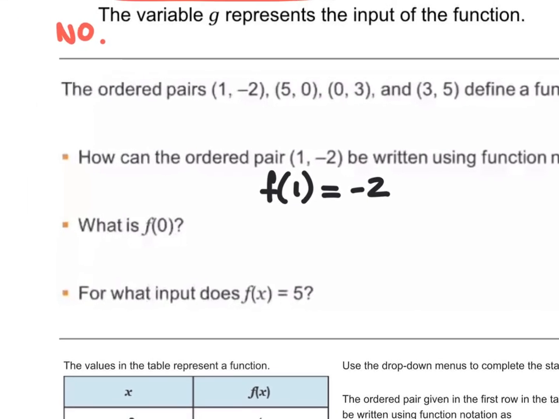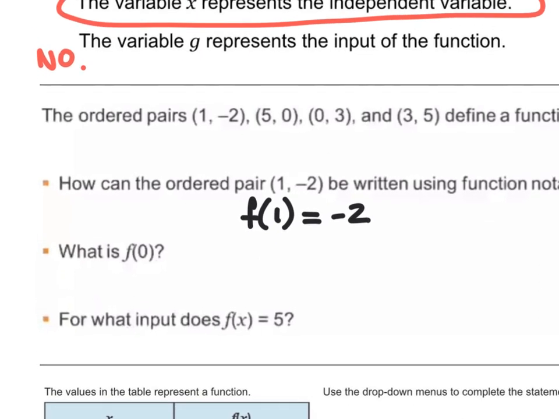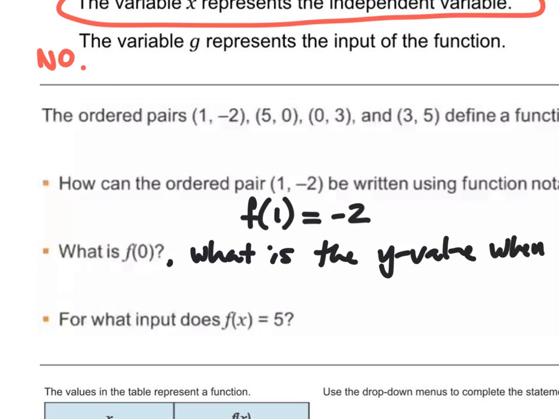Okay, the next question says, what is the value of f of 0? So when I have this question, I'm basically asking, what is the y value when x equals 0? Okay, so I look up over here at all these points, and I notice that I have an x value of 0 right there. And so what's the y value when x is 0? And the y value is 3. So f of 0 is equal to 3.